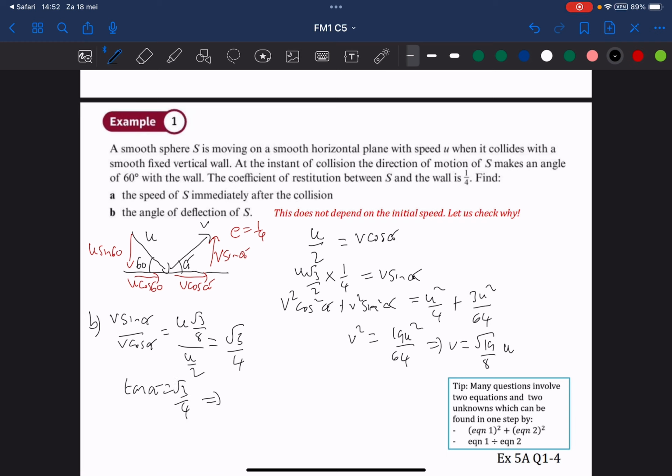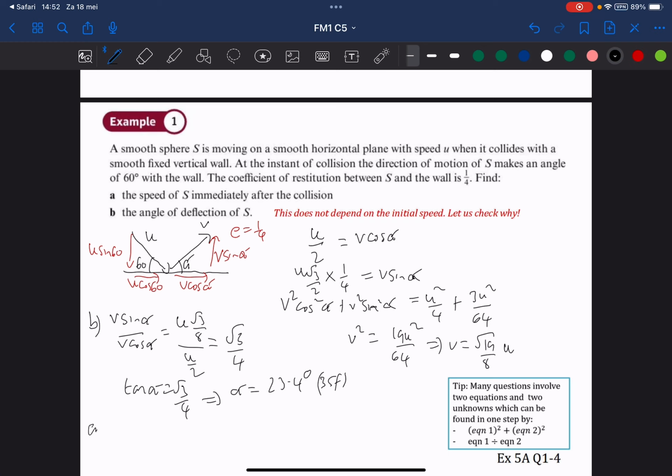So we can get alpha straight off by inversing tan on your calculator. And if you do that, fetch the old calculator there, the inverse tan of root 3 divided by 4 is 23.4 degrees. We'll give that to 3 significant figures, because in mechanics we like giving things to 3 significant figures.